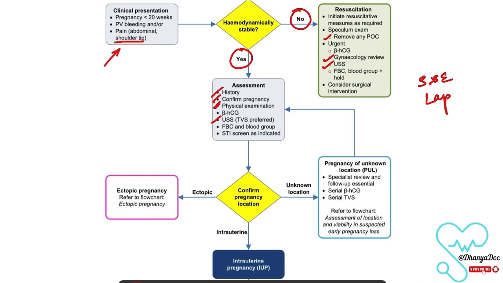The next step is confirming the pregnancy location. There are three possibilities: one is intrauterine pregnancy, the second is ectopic pregnancy, and the third is pregnancy of unknown location. If the pregnancy is of unknown location, we need to refer the patient to a specialist and arrange a review with serial beta HCG or serial TVS assessment. So this is the approach to a patient with early pregnancy bleeding.